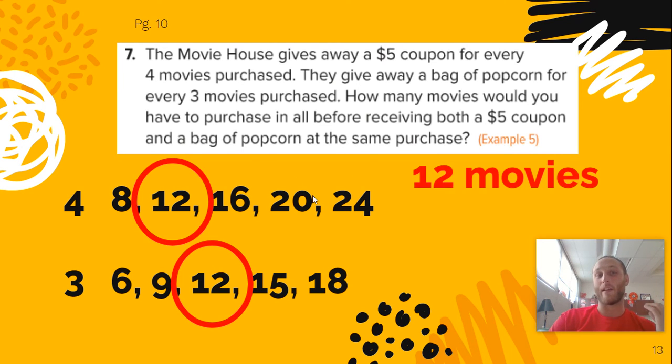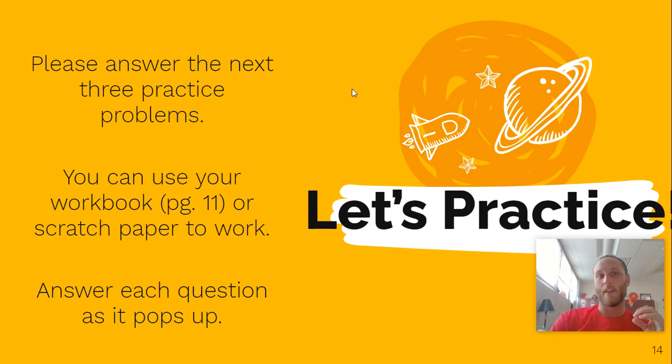So that means they would have to purchase 12 movies in order to get both the coupon and the bag of popcorn in the same purchase. Okay, so that's it. Let's practice these.